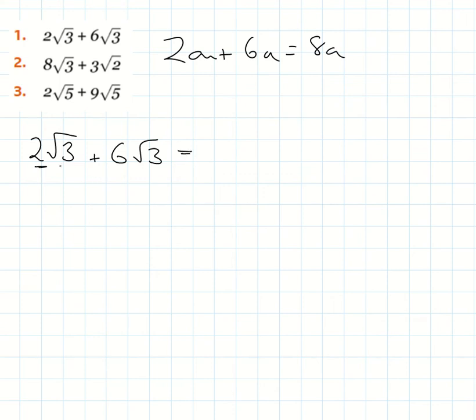So we add the numbers in front of the surds to give us 8, and we just leave the root 3 alone. And that's how we add together two surds. Let's have a look at the second example.